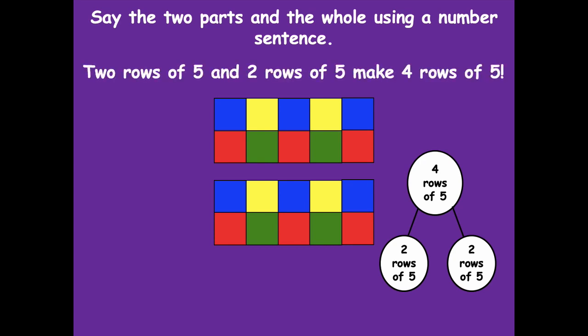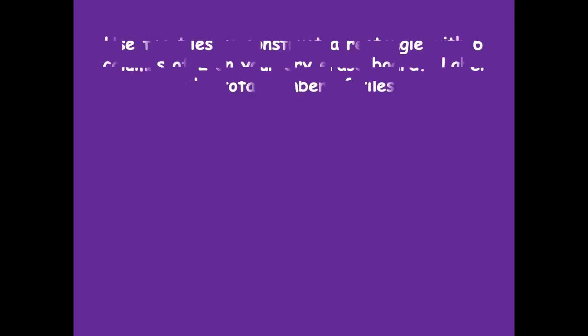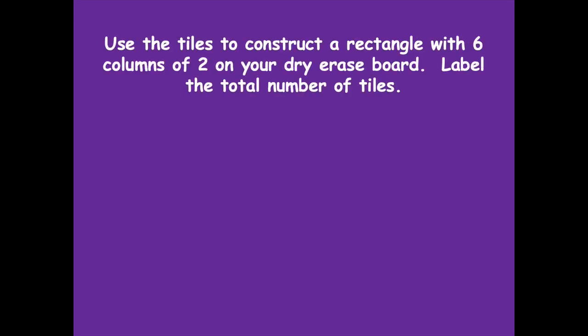So we could say that as the 2 rows of 5, 2 rows of 5 and 2 rows of 5 make 4 rows of 5. All right, so we're going to look at something different here. You're going to use your tiles to construct a rectangle with 6 columns of 2 on your dry erase board and label the total number of tiles.